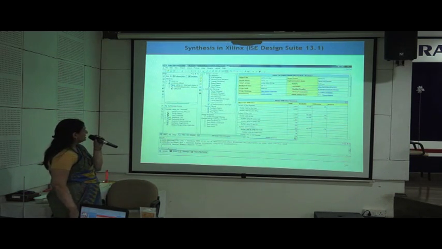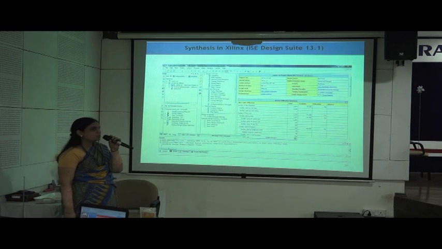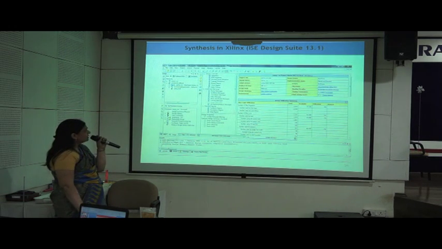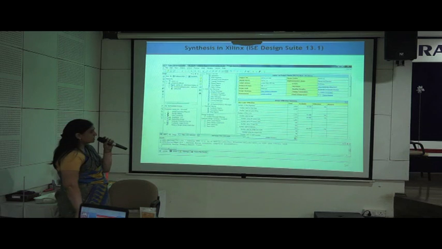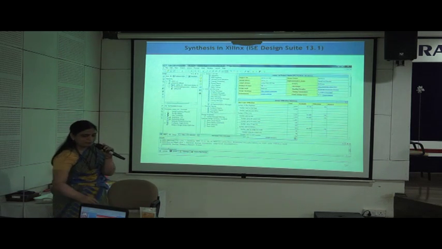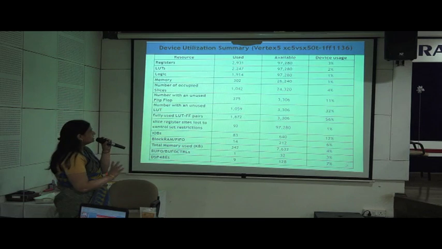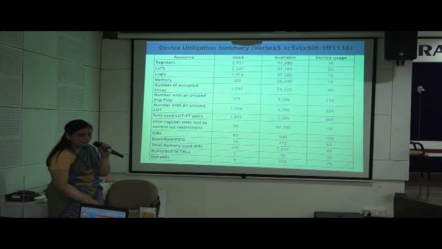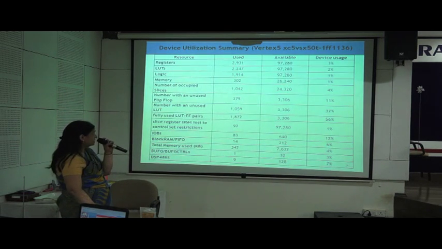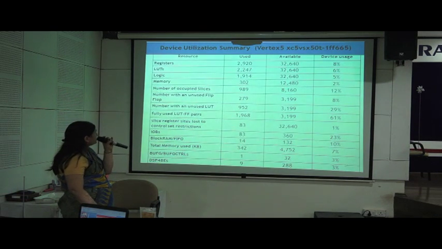This is the device utilization summary in Xilinx ISE Design Suite 13.1, wherein the utilization of the resources is given, and this utilization can be compared with the work that is already done. This is for Virtex 5, but this was in System Generator only. Again, hardware implementation could not be possible with this system, but it is giving the device usage over there, and this is for another Virtex 5 device.